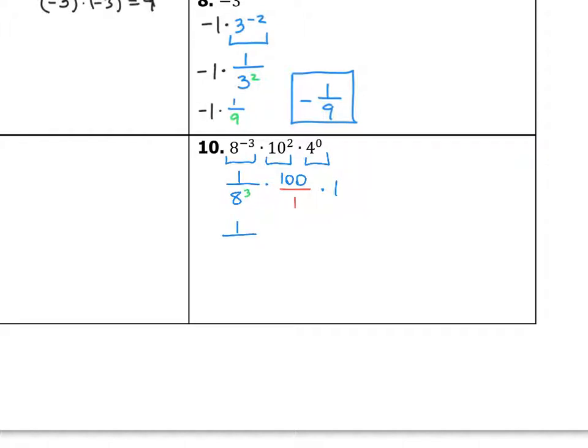So now I have the problem 1 over 8 to the third power. That would be 8 times 8 times 8, or 512. So this is 1 over 512 times 100. So I end up getting the fraction 100 over 512. And now I need to reduce. I can divide both 100 and 512 by 4. And that gives me 25 over 128.